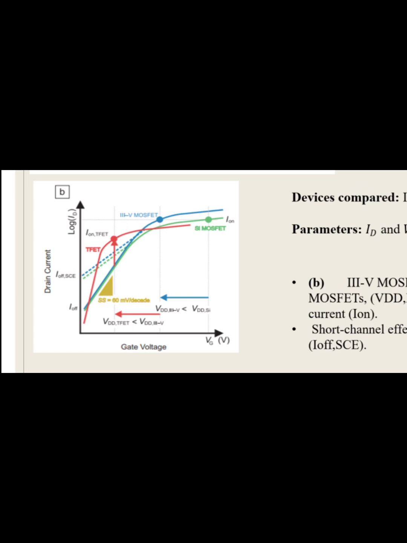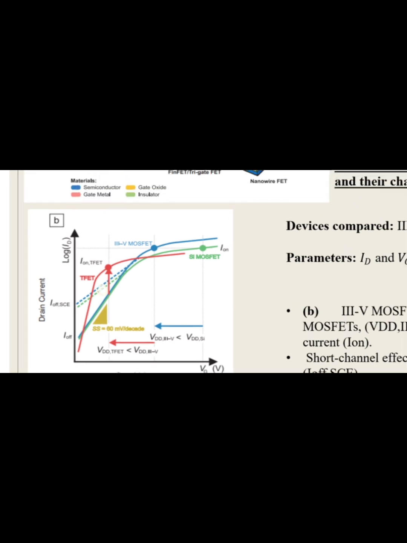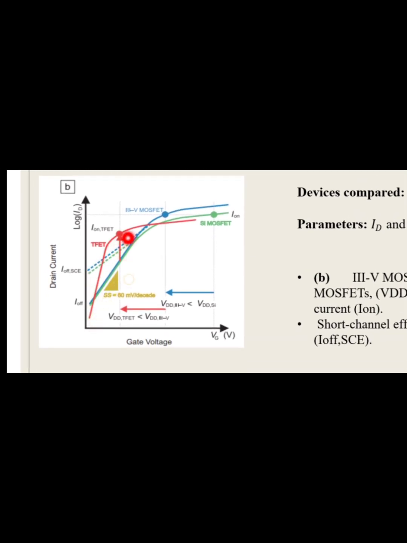Here they talk about the short channel effects. The short channel effect in some FETs degrades the device characteristics, leading to higher off state current compared to FETs without short channel effects. Here the T-FETs obviously have the short channel effect, because in the off state, at the lower voltage itself, it approaches a higher current. So in the off state itself it achieves a higher current, and this is a disadvantage.